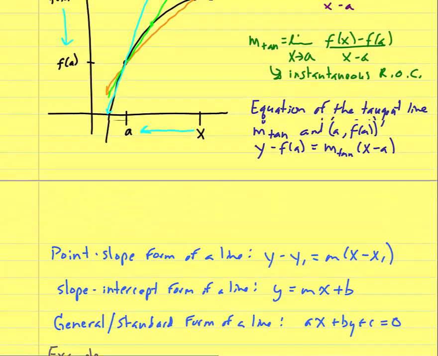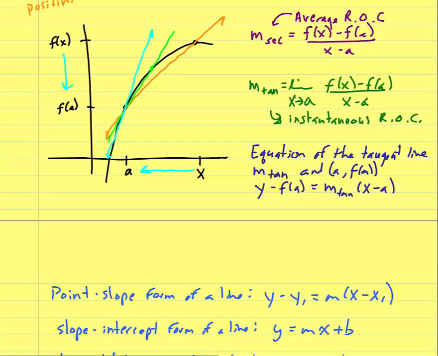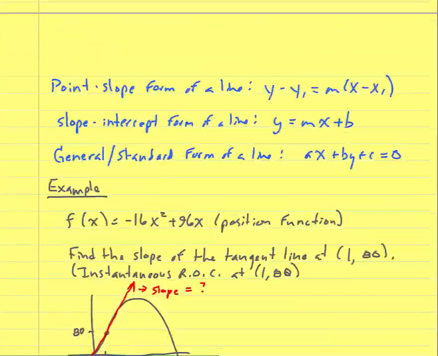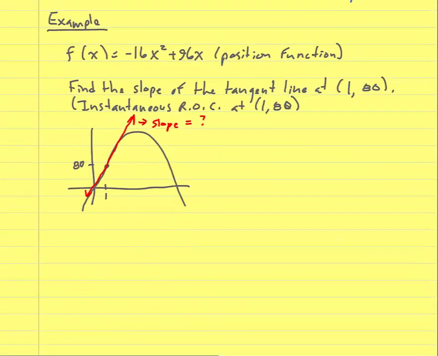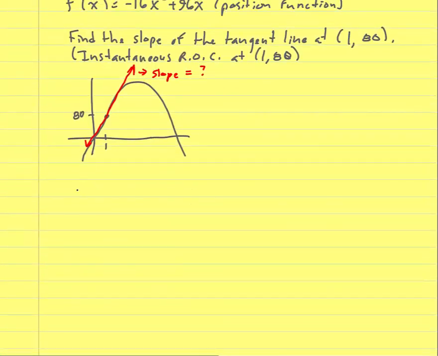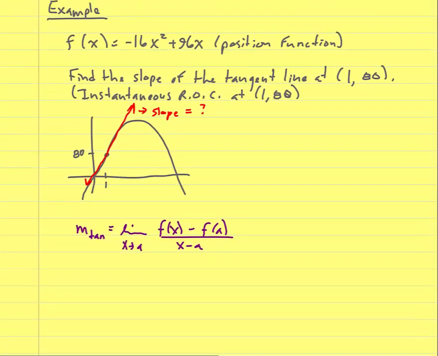So here's the formula we want to look at. The slope of the tangent line is the limit as x approaches a of f of x minus f of a all over x minus a. Before, we'd have to find two points, get closer and closer, and use a table to look at this numerically. But this gives us a quick little way to do this type of problem.